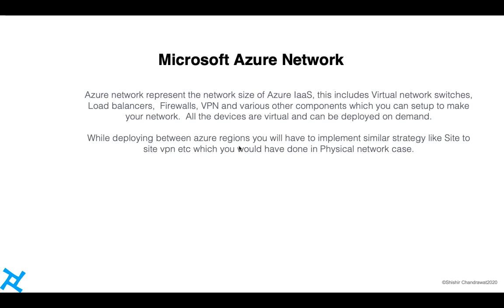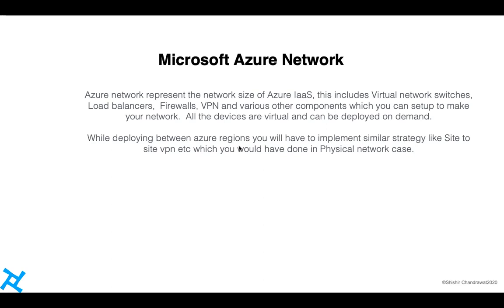So Azure Network. Azure Network represents the network side of Azure Infrastructure as a Service. This includes the virtual network switches which you can create. Remember the switches you created, virtual networks you created, subnets you created. The load balancers which you can create. I told you about Windows load balancing, which you can install on Windows Server and then use it to load balance between multiple IaaS servers and web servers, etc. Similarly, there are hardware load balancers also available, which are a lot smarter.